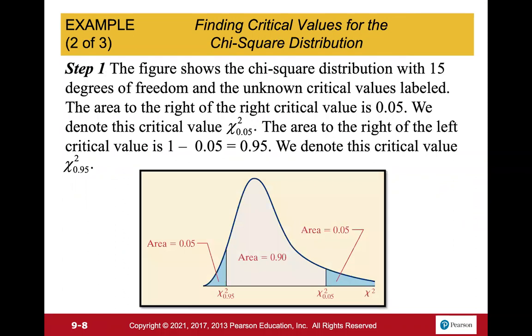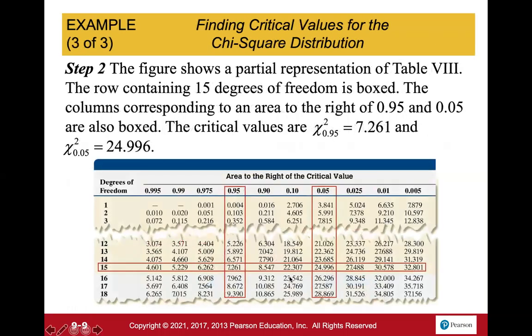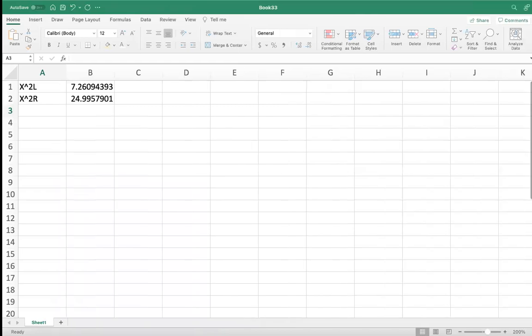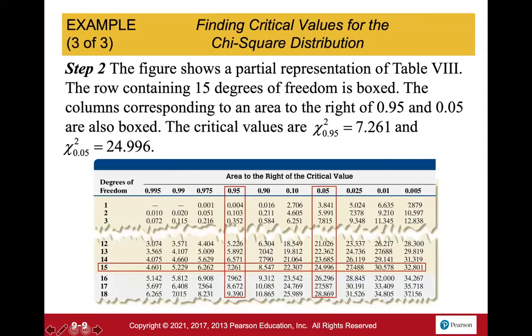So here we drew our beautiful pictures. So the figure: chi-square distribution, 50 degrees of freedom, and the known critical values are labeled. So we said that this left value over here versus this right value over here, middle area is 0.90. And from there, they found it on the table. We use Excel, much more accurate.